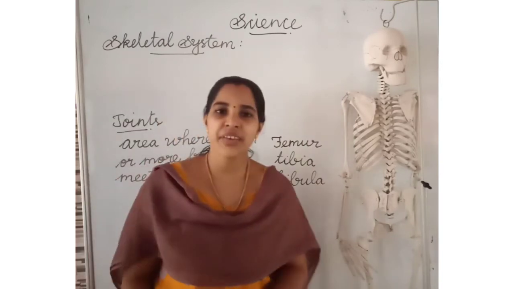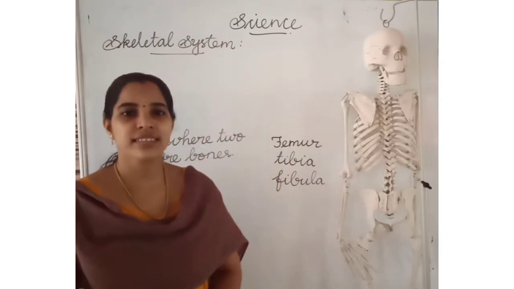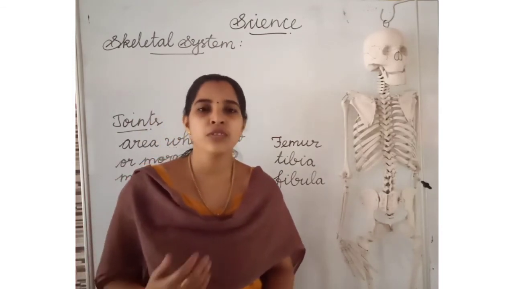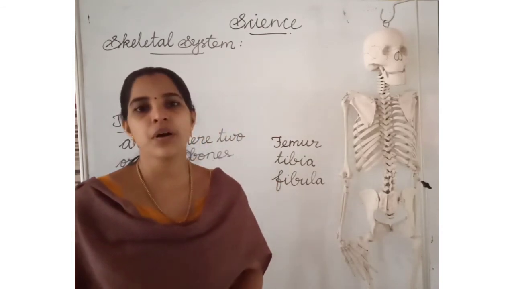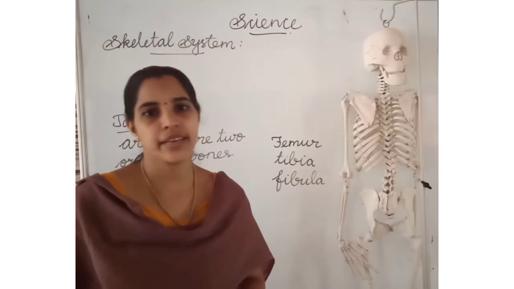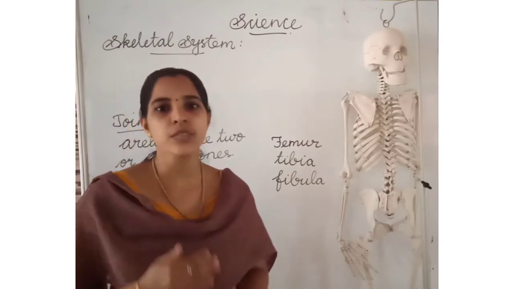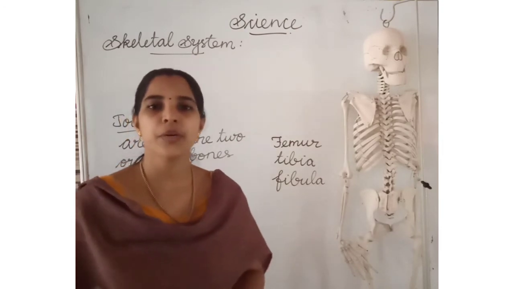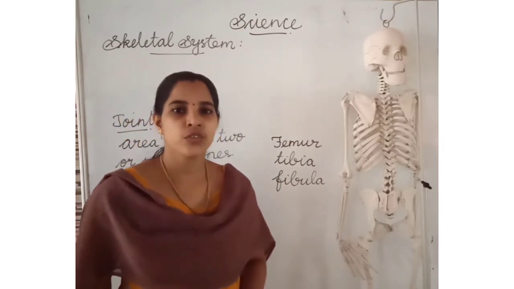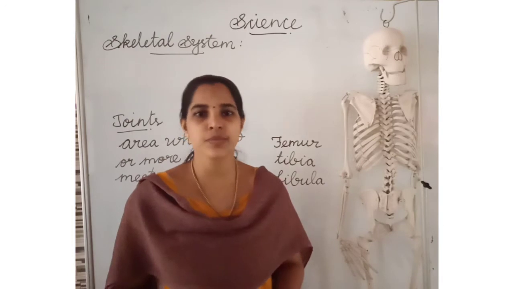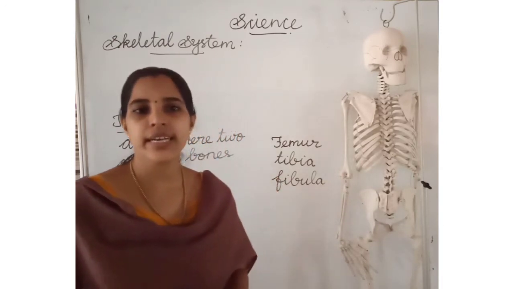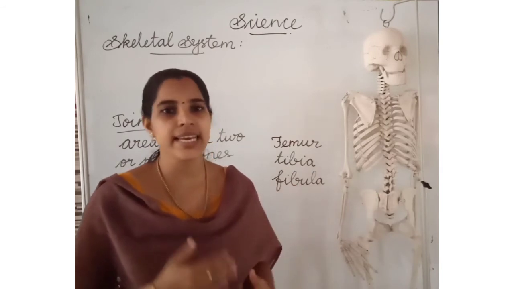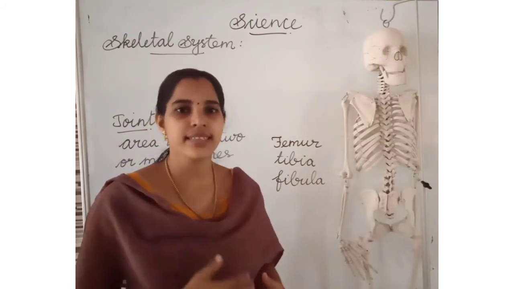In which topic did we learn in the last class? About bones. Bones are the hardest part of our body. How many bones are there in the human body? Total 206 bones. These 206 bones are joined together. They form the skeleton or skeletal system.